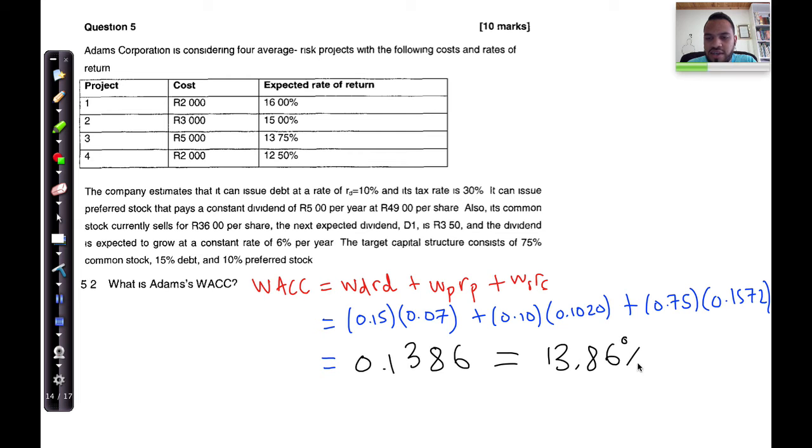So you can see that different lenders and investors want different returns, and we have to compensate them. And then when we weight that together, the overall return, the weighted average cost of capital to raise this capital, now looks like 13.86%. That was question 5.2.